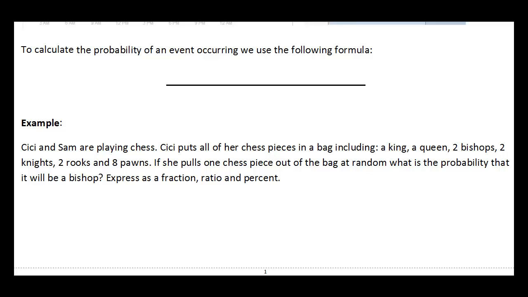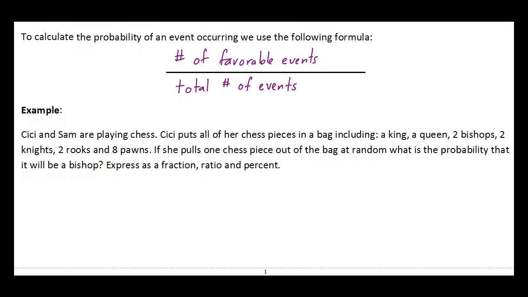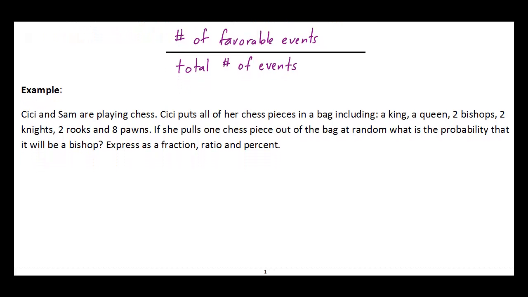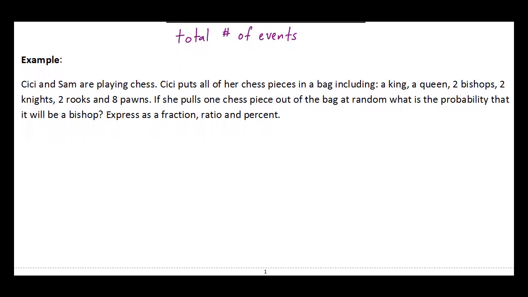Okay, so to calculate probabilities, what we say is that the probability of an event is the number of favorable events divided by the total number of events. Now, when we say favorable, we don't necessarily mean that it's a good thing. We mean the number of times that event that we're talking about might happen. So, for example, being rained on might not sound very favorable, but it's the number of times you're being rained on divided by the total number of times you go out.